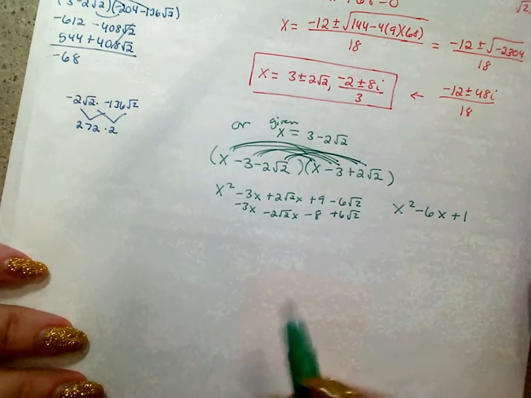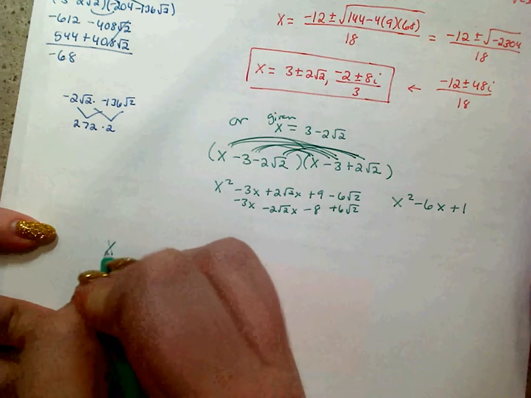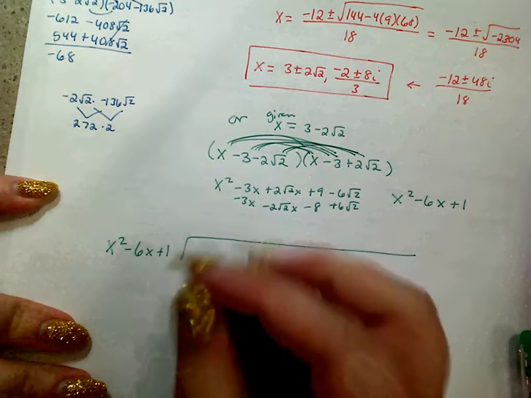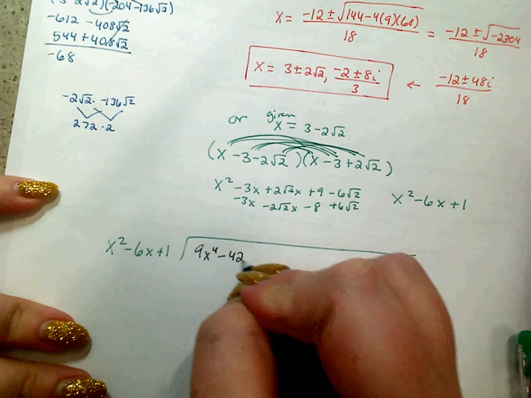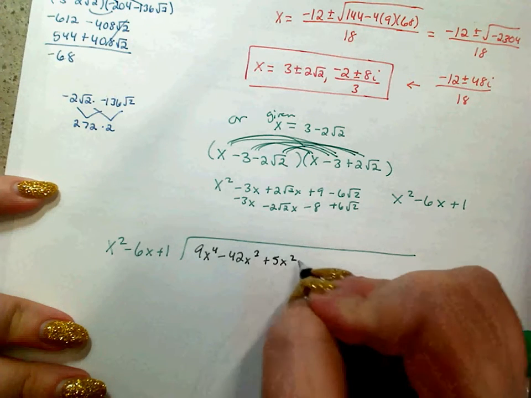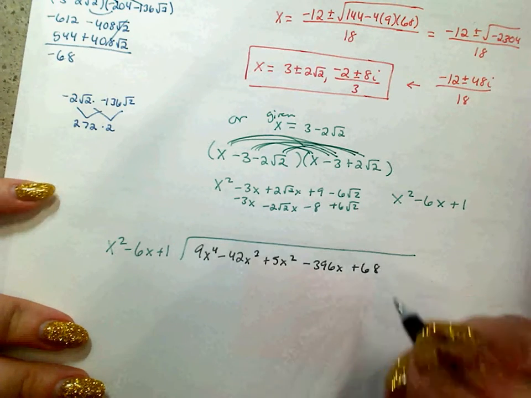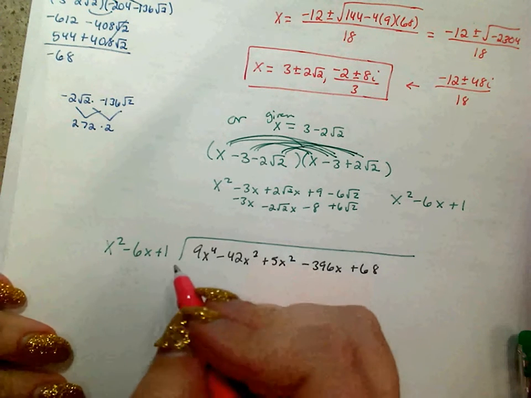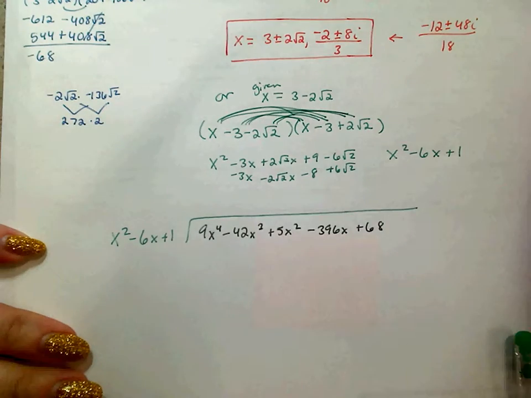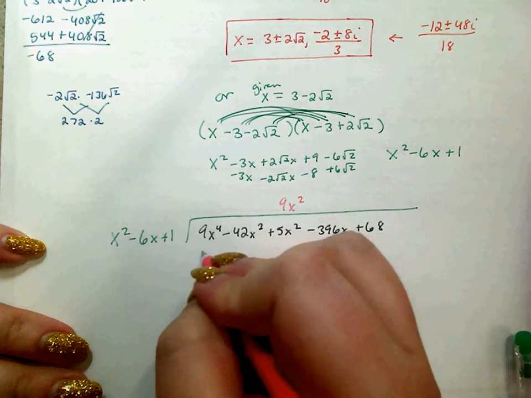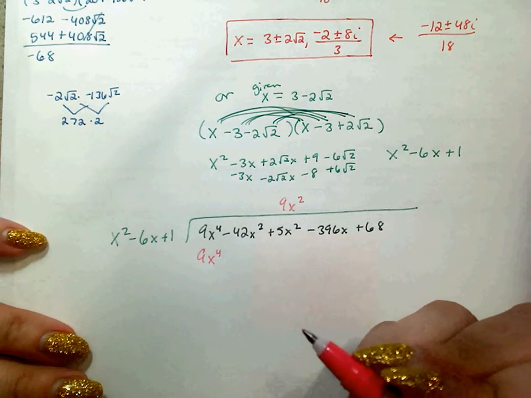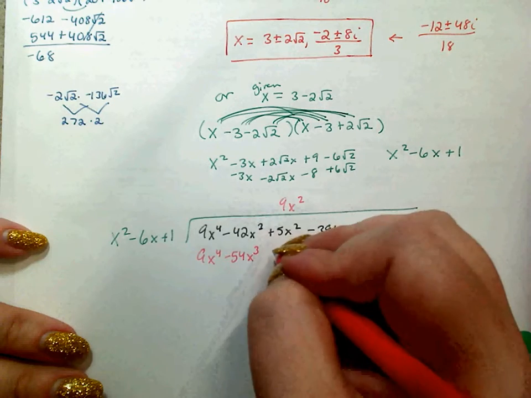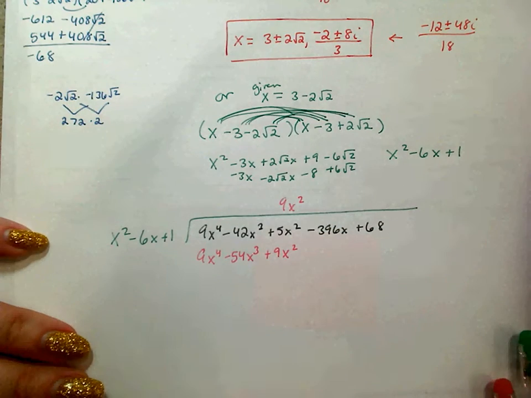I've got x squared minus 6x plus 1 divided into my original polynomial, 9x to the 4th minus 42x cubed plus 5x squared minus 396x plus 68. And so we ask ourselves, what do I need to multiply x squared by to get 9x to the 4th? And that's going to be a 9x squared. 9x squared times x squared is 9x to the 4th. 9x squared times negative 6x is a negative 54x cubed. 9x squared times 1 is 9x squared. And then we subtract. So minus, plus, minus.